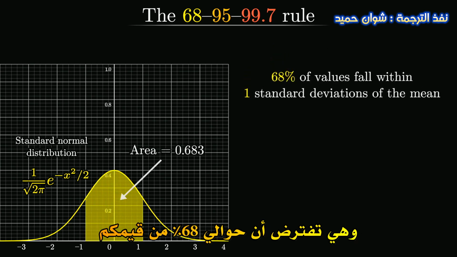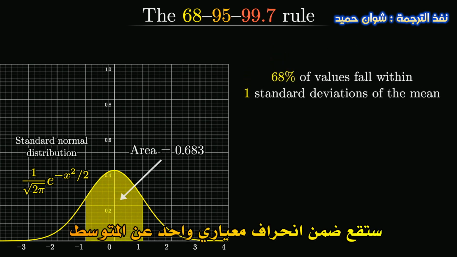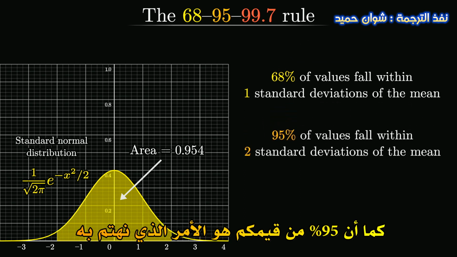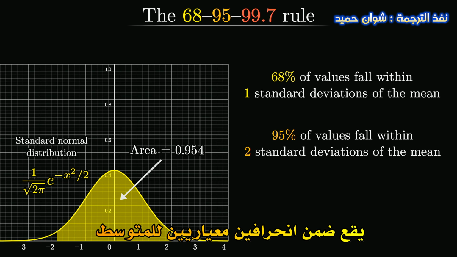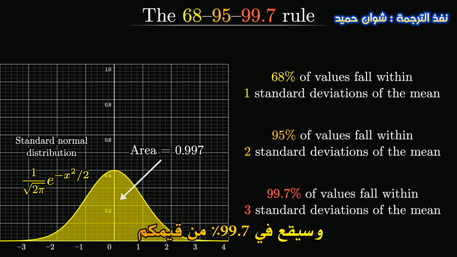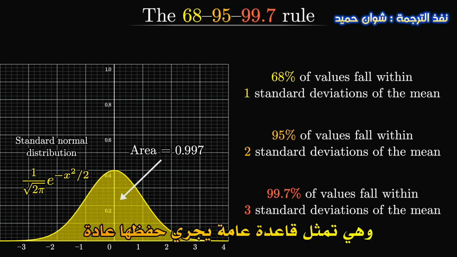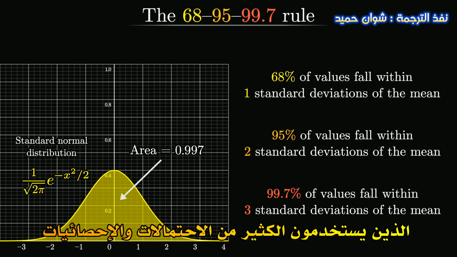about 68% of your values are going to fall within one standard deviation of the mean, 95% of your values, the thing we care about, fall within 2 standard deviations of the mean, and a whopping 99.7% of your values will fall within 3 standard deviations of the mean. It's a rule of thumb that's commonly memorized by people who do a lot of probability and stats.